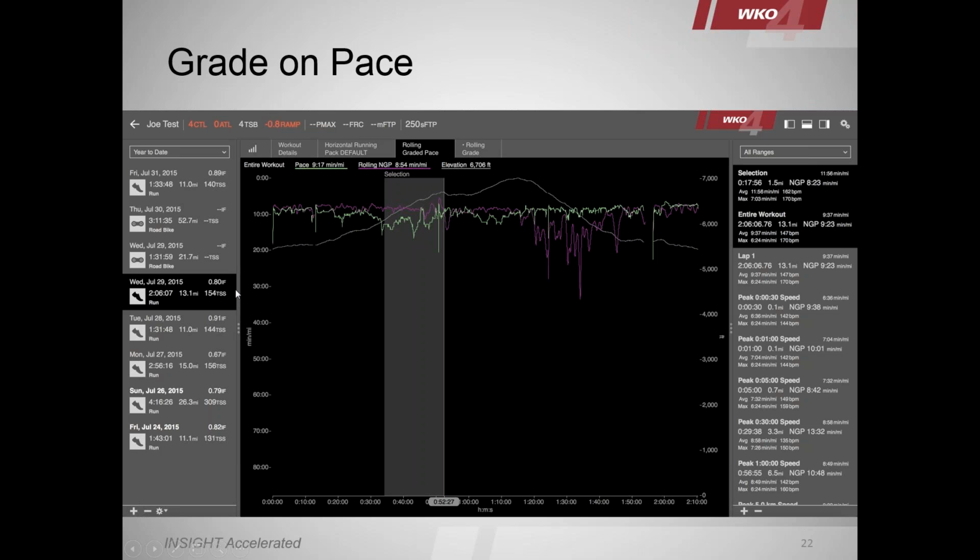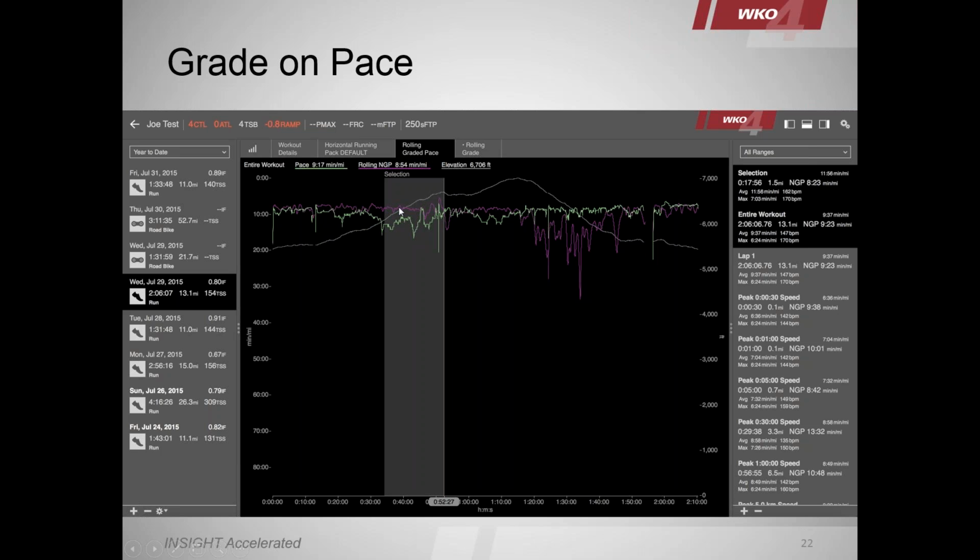But basically, by having a rolling normalized graded pace, which you're seeing in purple here, versus actual pace in green, we see the effect of grade, so elevation here in gray, has on the effort. We see pace coming down. If we're just tracking pace, we start going up this little hill. Well, it's not a little hill, it's a pretty good hill, as I'll show you. We see pace coming down, but that doesn't mean the physiological cost has gone down.